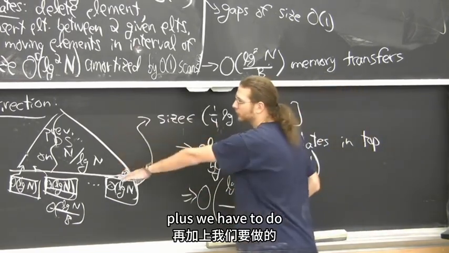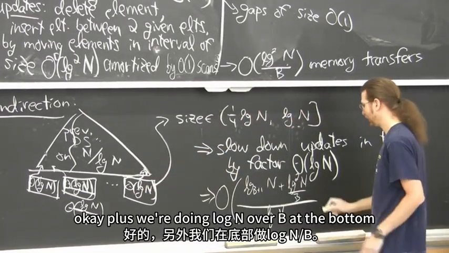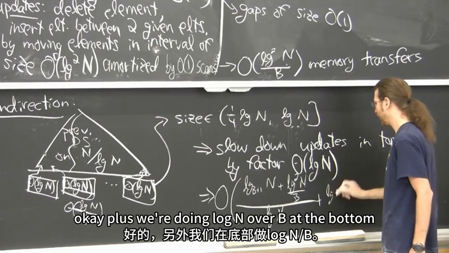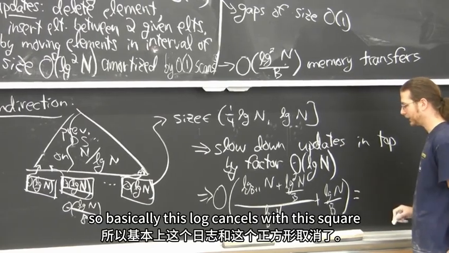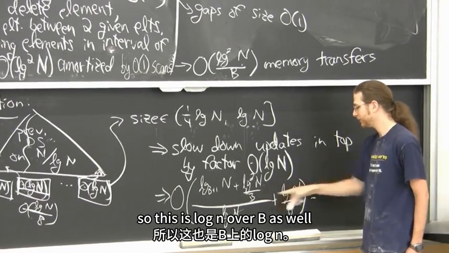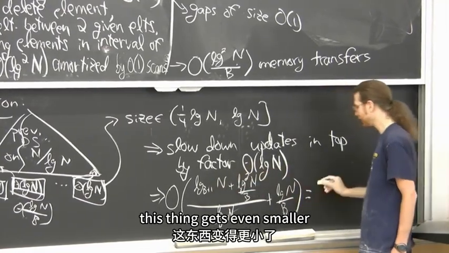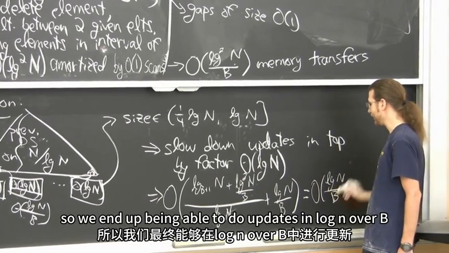Plus we have to do this part at the bottom. Plus we're doing log n over b at the bottom. So basically this log cancels with this square. So this is log n over b as well. This thing gets even smaller. So we end up being able to do updates in log n over b.